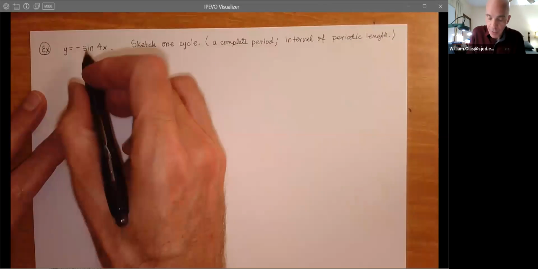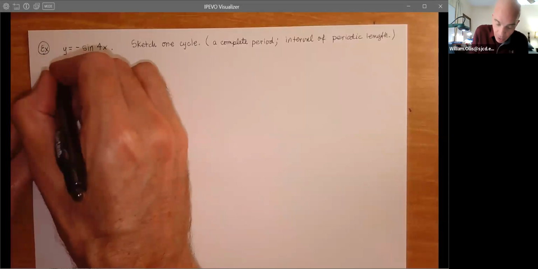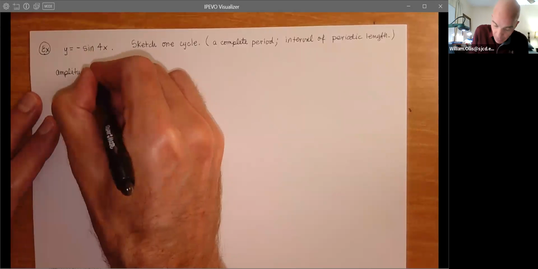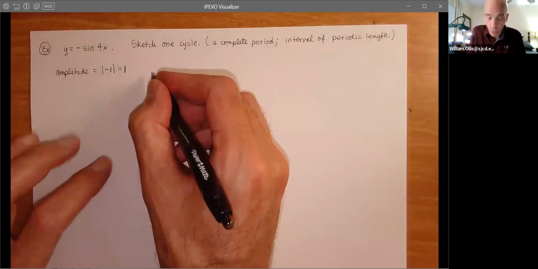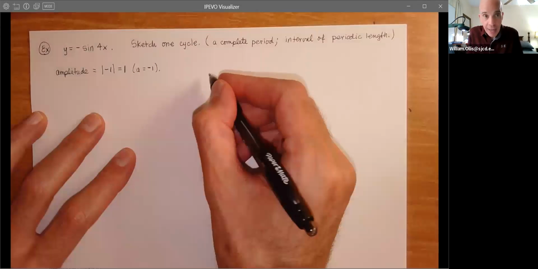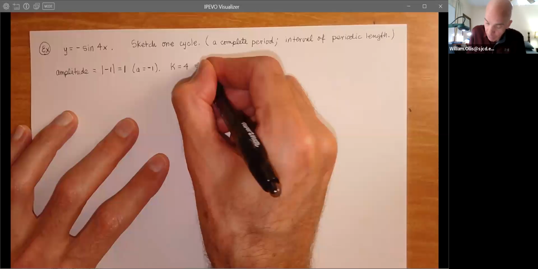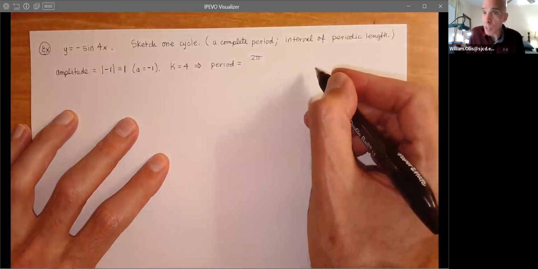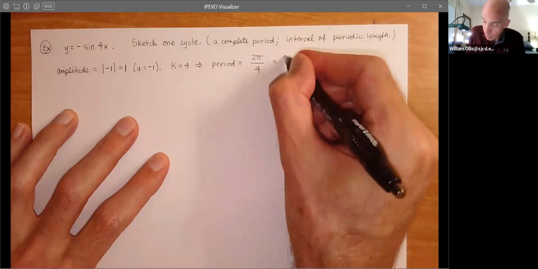So now, of course, we can look at this and see that this is somewhat simplified. Now, notice here, if you like, we can go ahead and say now that the amplitude, it's already factored, isn't it? Amplitude will just be the absolute value of -1, which is 1, because we see that the A here is -1. That is, A equals -1. And then K is 4. K equals 4, which implies that the period equals the distinguished period, 2 pi, divided by 4. And that will just be pi over 2.